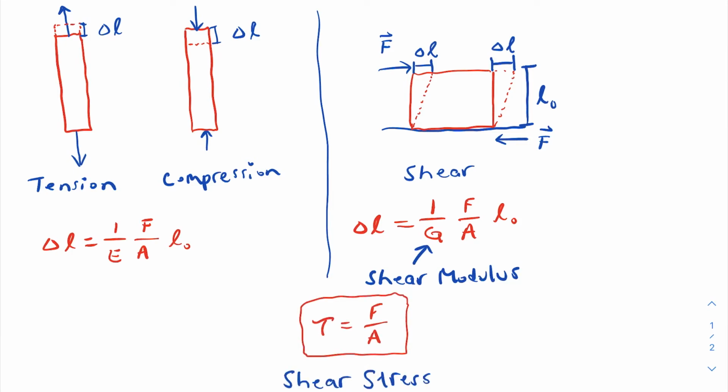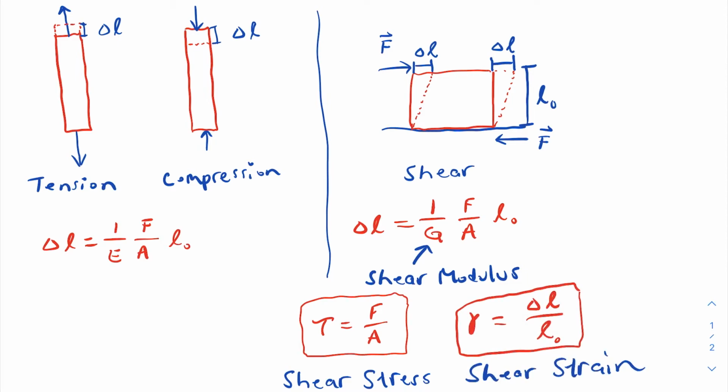Shear stress can be calculated by dividing the applied shear force by the area and is represented by the Greek letter tau. Notice how this is really just the same formula as tensile or compressive stress. Similarly, the shear strain, represented by gamma, is just the elongation divided by the initial length. The shear modulus is then just the shear stress divided by the shear strain.